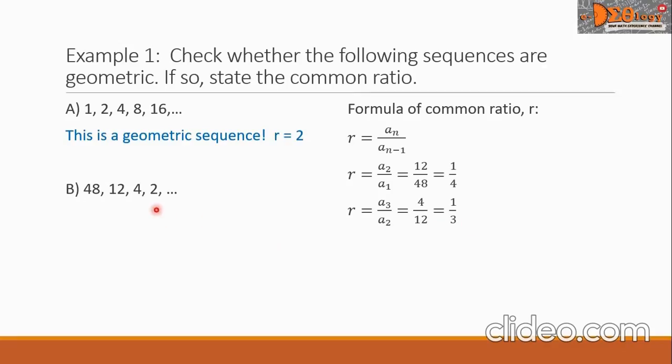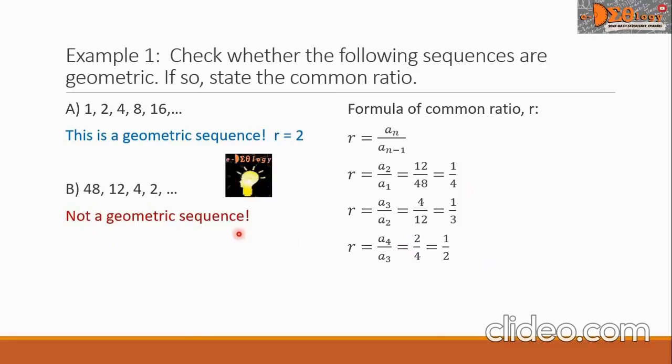Let's take another pair, the a sub 4 over a sub 3. That is 2 over 4. And the lowest term is 1 over 2. We can see here that the ratio between two consecutive terms are not equal. So we say that this is not a geometric sequence. This is our final answer.